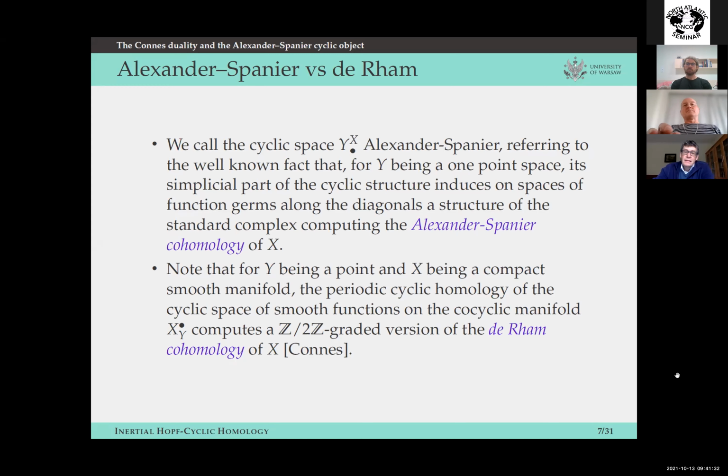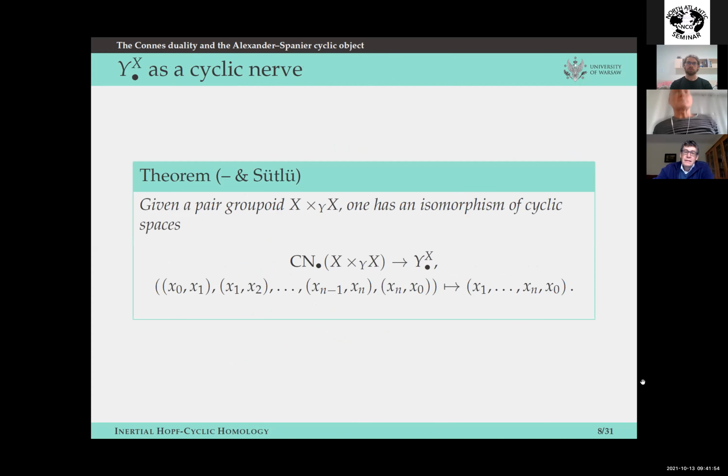Okay. So I have to say that I do not understand the situation entirely. If anybody knows what is going on here in this comparison between Alexander-Spanier versus the de Rham cohomology of manifolds, please explain to me. Okay, so next slide.